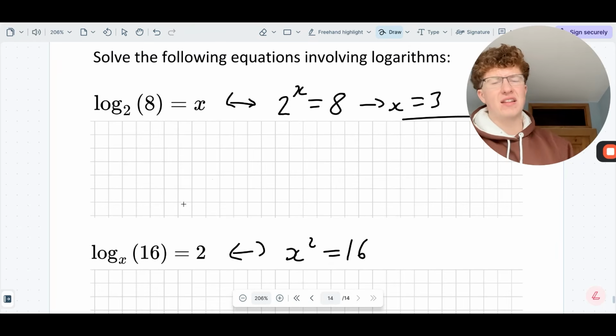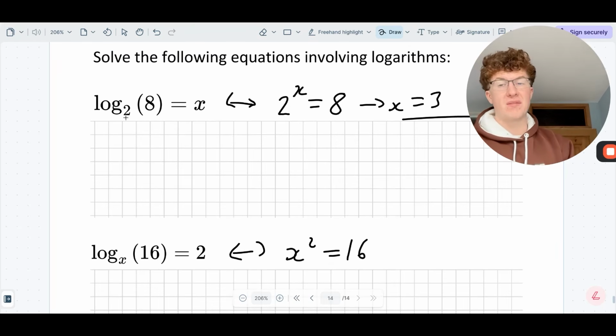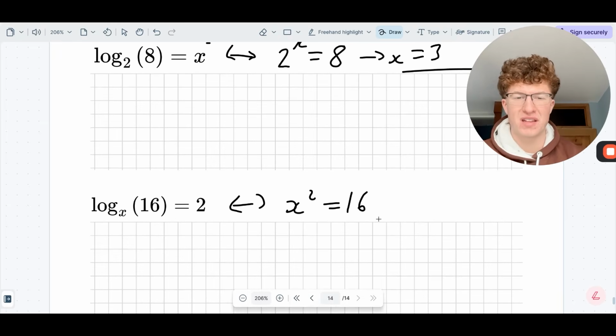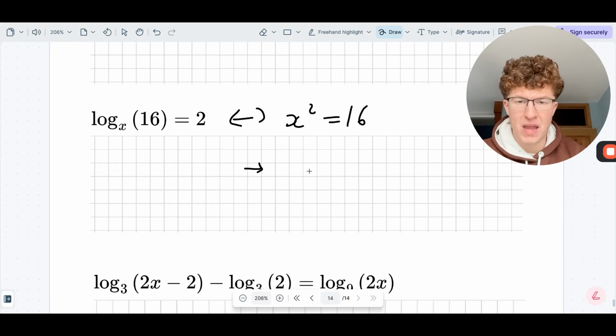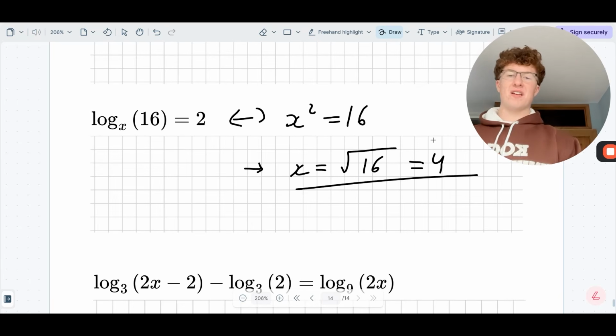See here again, I think this rule is in your log tables. It's on the top right, but it's like, if you have log to the base a of b equals c, you could say a to the power of c equals b. In both cases, we do that. So something squared is equal to 16. That means x must equal the square root of 16, which is just 4. So x equals 4 in this case.